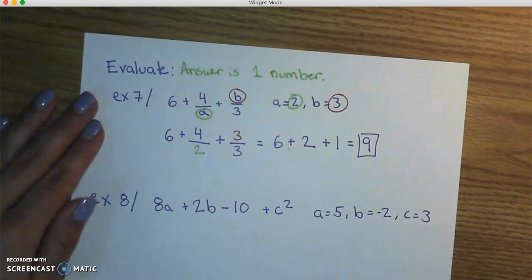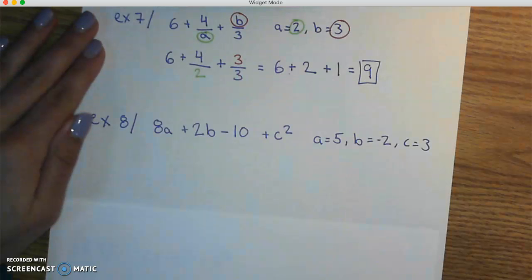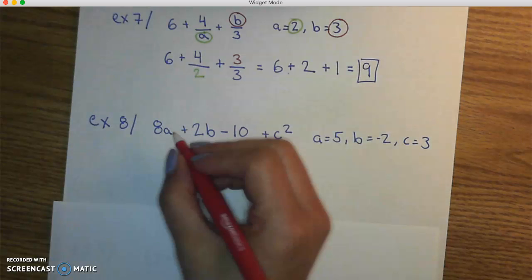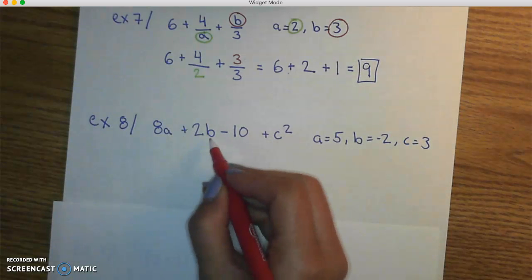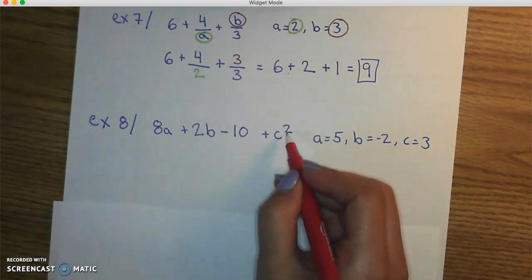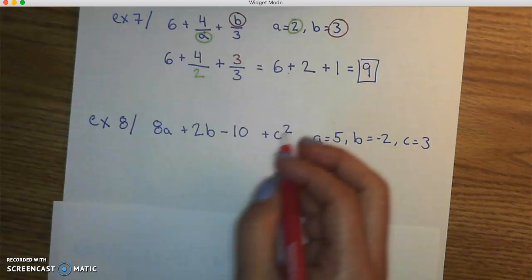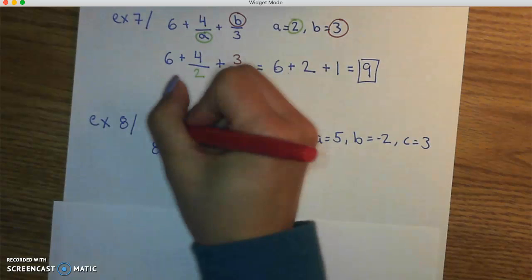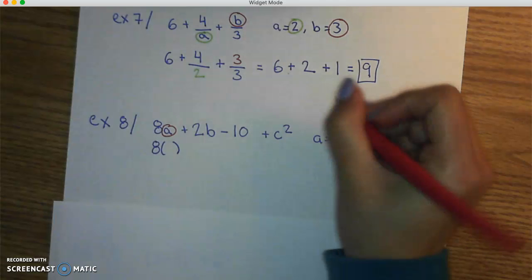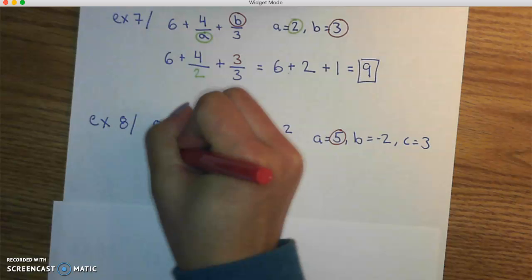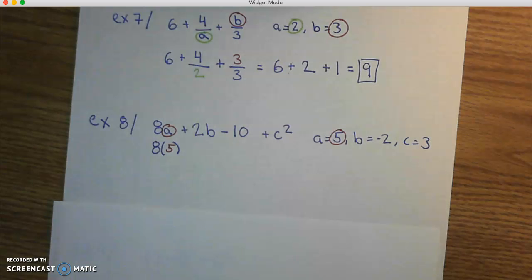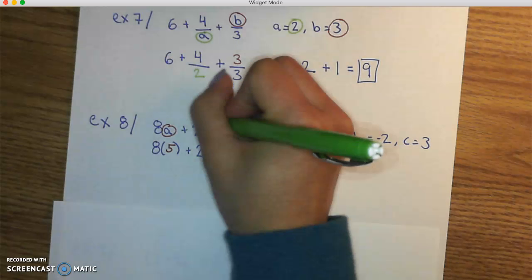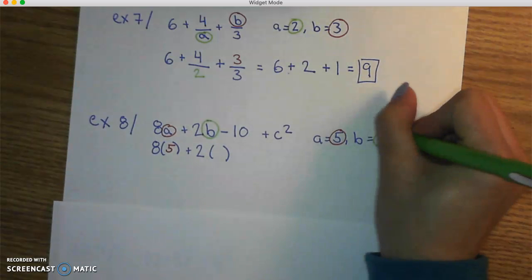The next example is a little bit more complicated, but we can still do it. I have 8a plus 2b minus 10 plus c squared. All right. So 8 times, what does A equal? A equals 5. Plus 2 times, what does B equal? B equals -2.